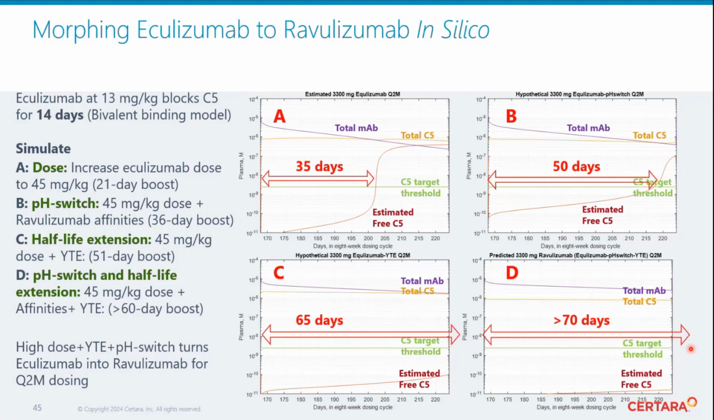And that's really important, because 13 mg per kg still left many people who express just more C5 and experience breakthroughs. 45 mg per kg ravulizumab is much more reliable in that context. I don't think it's any cheaper to dose though.